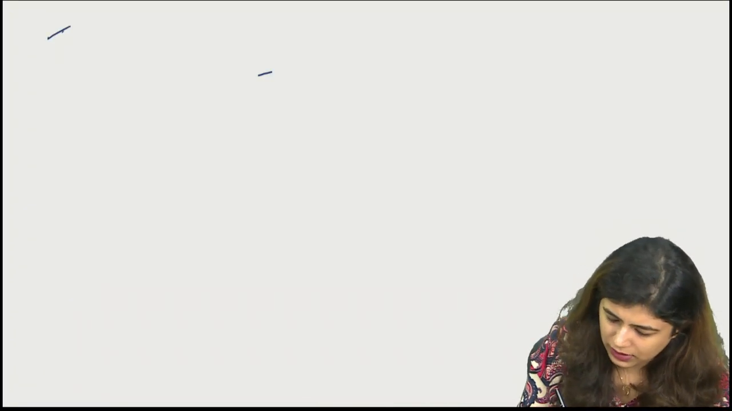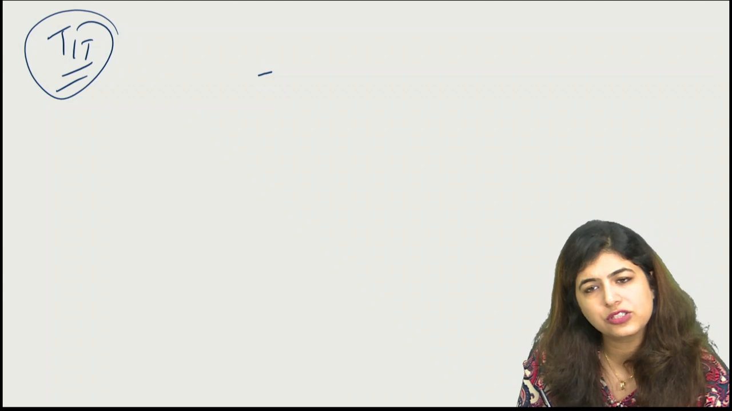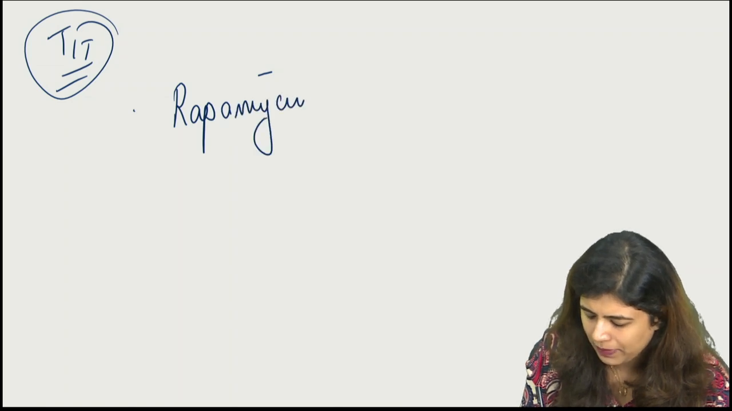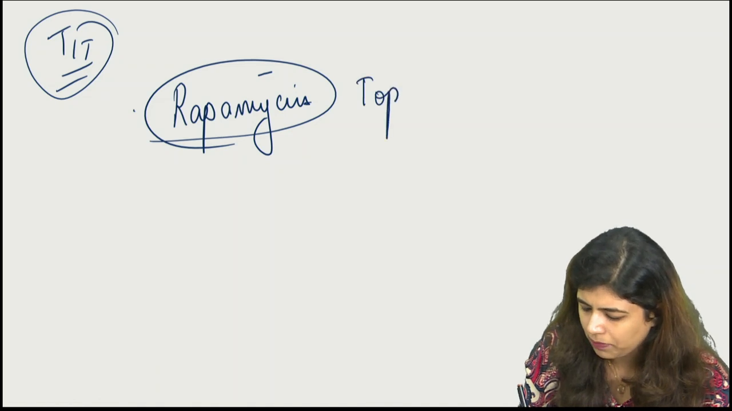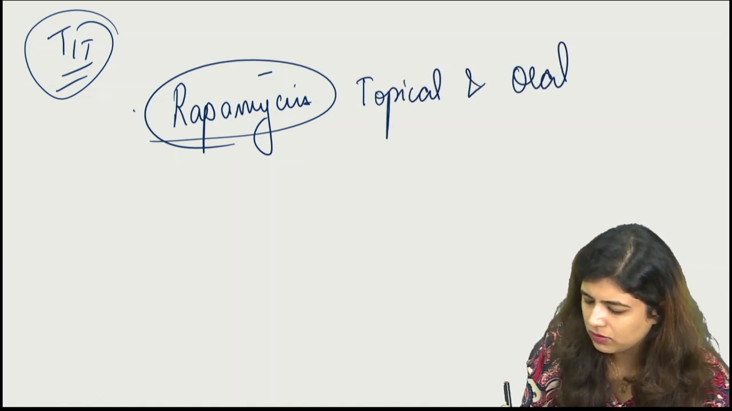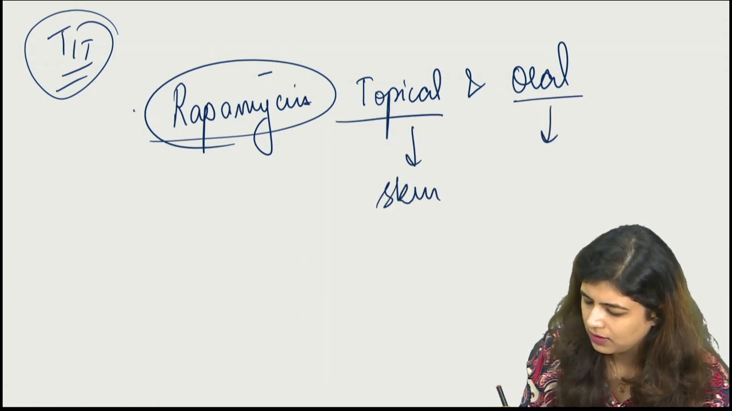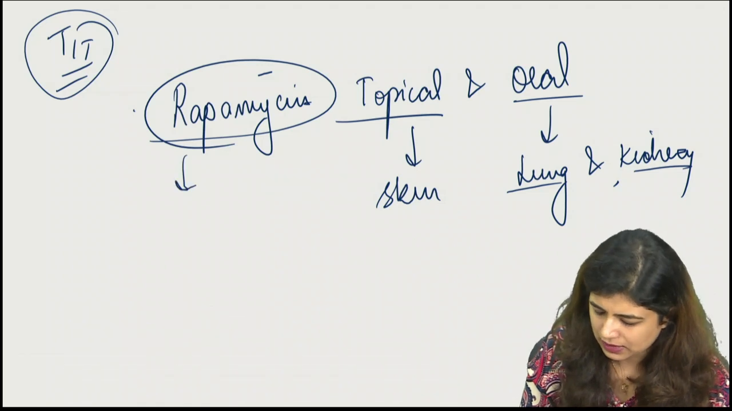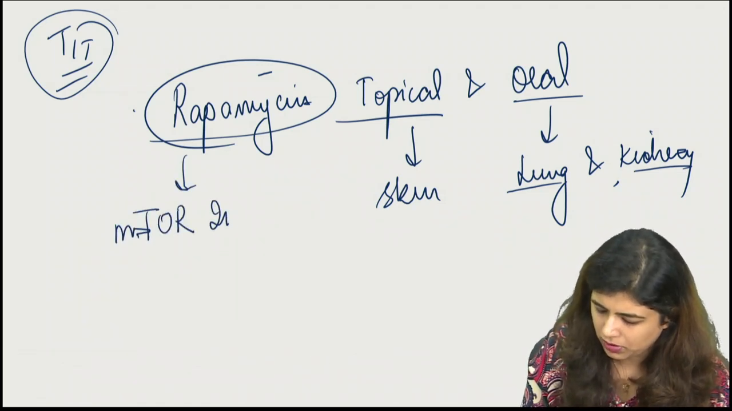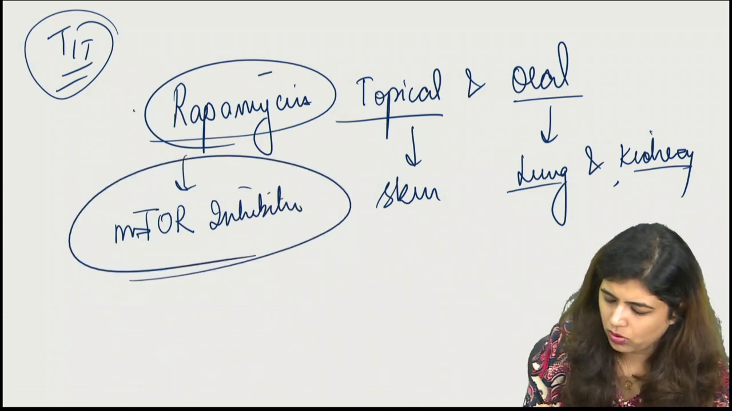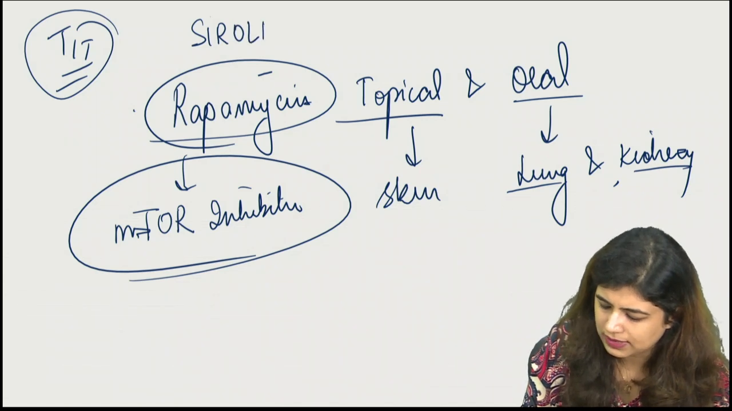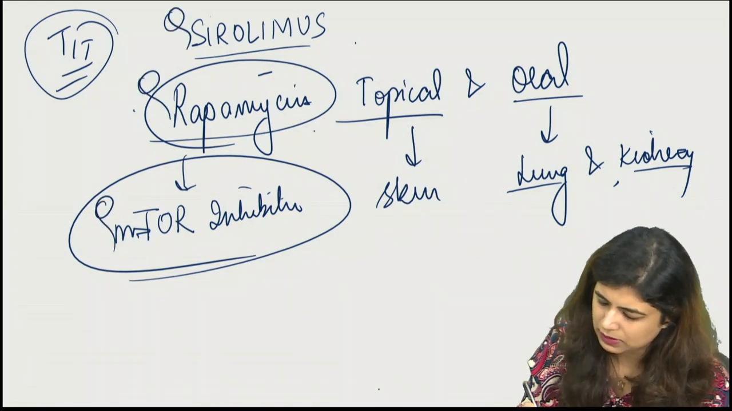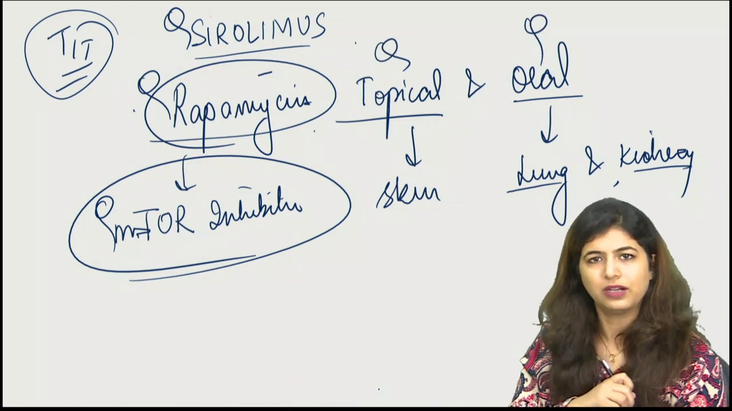Then one more question that you get with tuberous sclerosis is the treatment. Since this is a genetic disorder, there is not much treatment possible, but a new drug called rapamycin is used for topical treatment of skin as well as oral treatment of the lung and kidney diseases. Rapamycin is actually an mTOR inhibitor. You may remember it by another name, which is called sirolimus. So sirolimus is important, rapamycin, its mechanism of action, and its uses. Clear to everyone? Great.